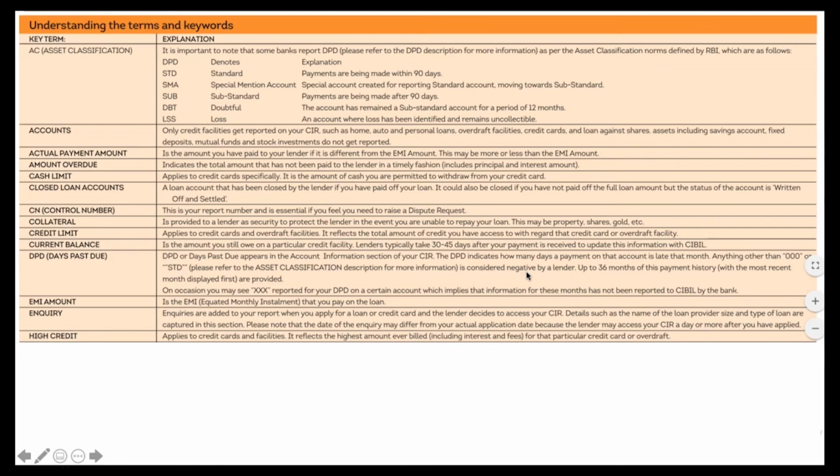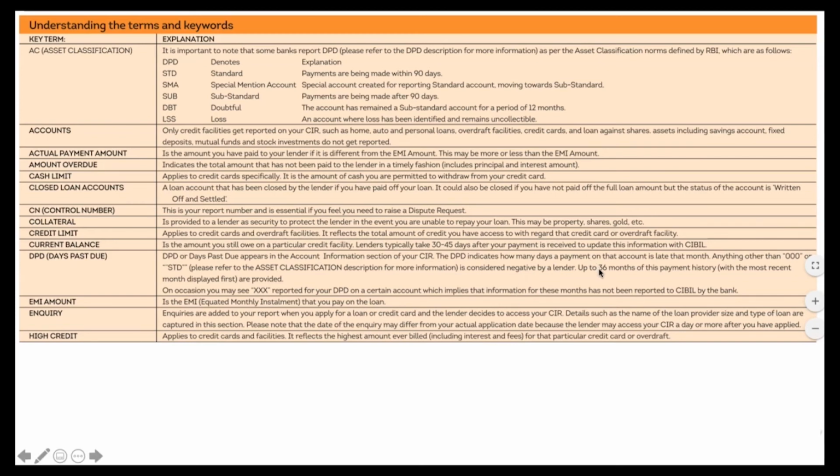lender. So 000 means there is no delay at all. STD means the account is standard, the payments are happening within 90 days. But if there is going to be anything other than this, then bankers are going to view that negatively because it indicates there is a delay. So the possibility is the account can become a special mention account. It can be a substandard or doubtful or loss. So those are all the cases where the new bankers will not touch that account.